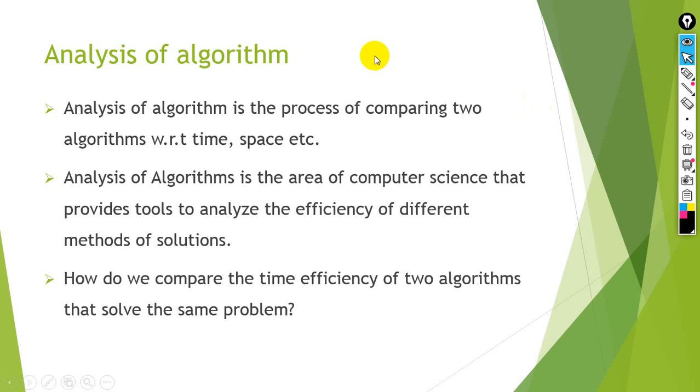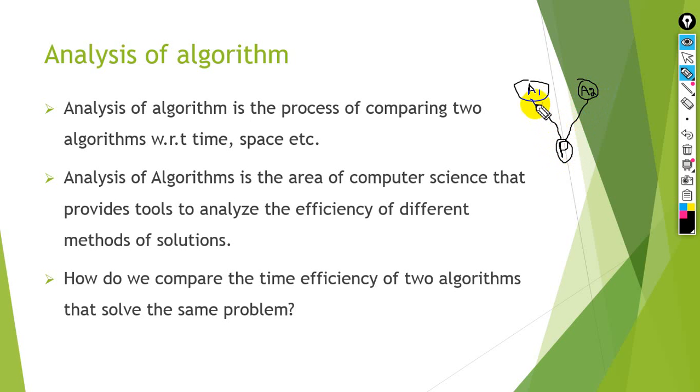Here it says: analysis of algorithm is the process of comparing two algorithms with respect to time and space etc. For example, we have one algorithm and another algorithm. This is A1, this is A2.